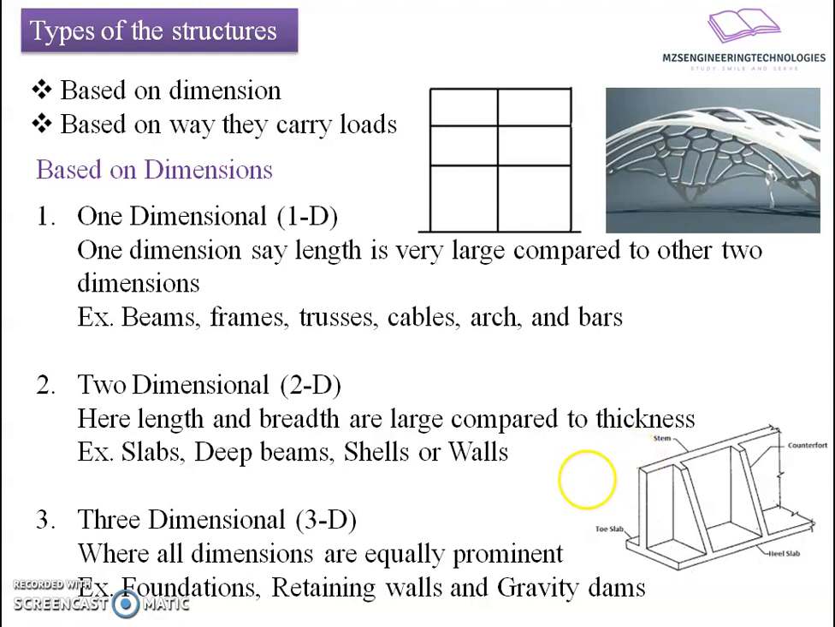In the case of a three-dimensional structure, all three dimensions are equally prominent. Examples are foundations, retaining walls, and gravity dams, where we consider the effect of all forces in all three mutual directions.